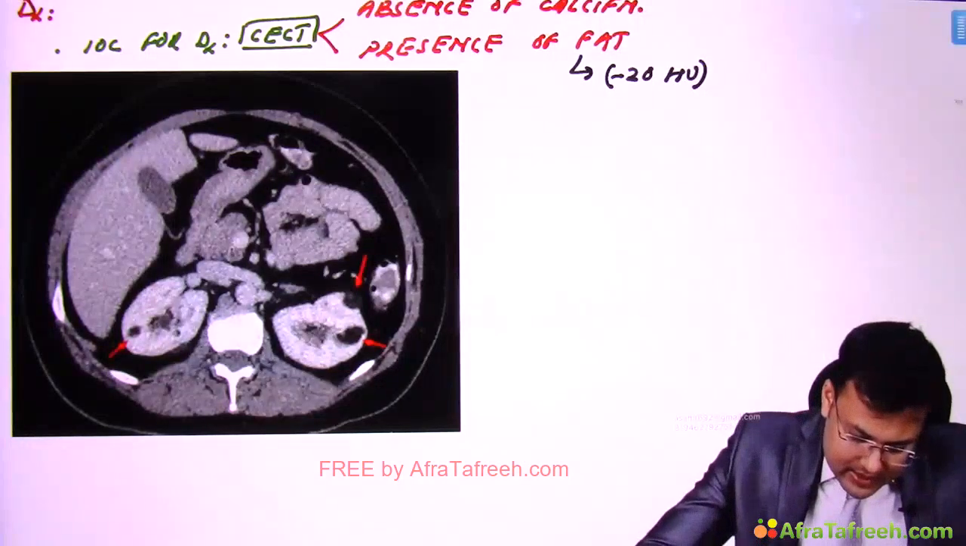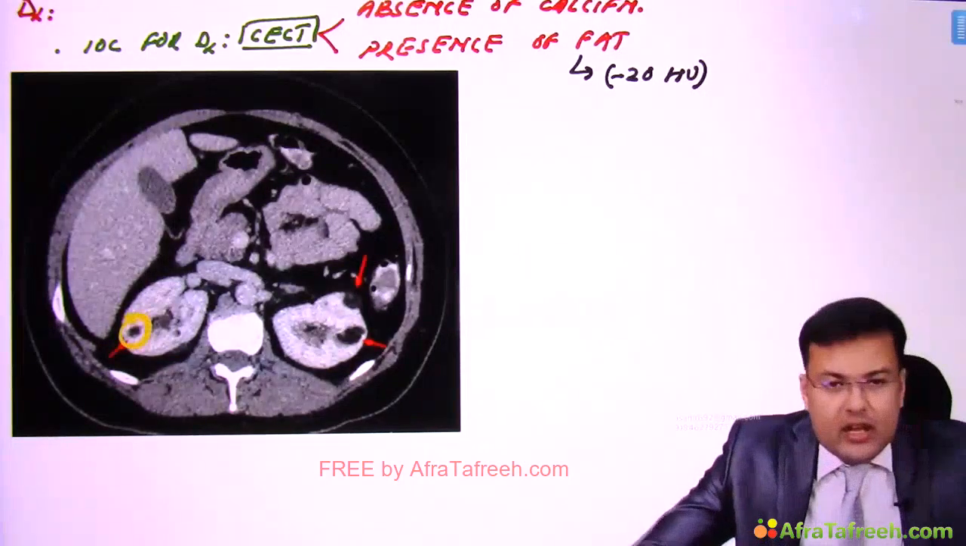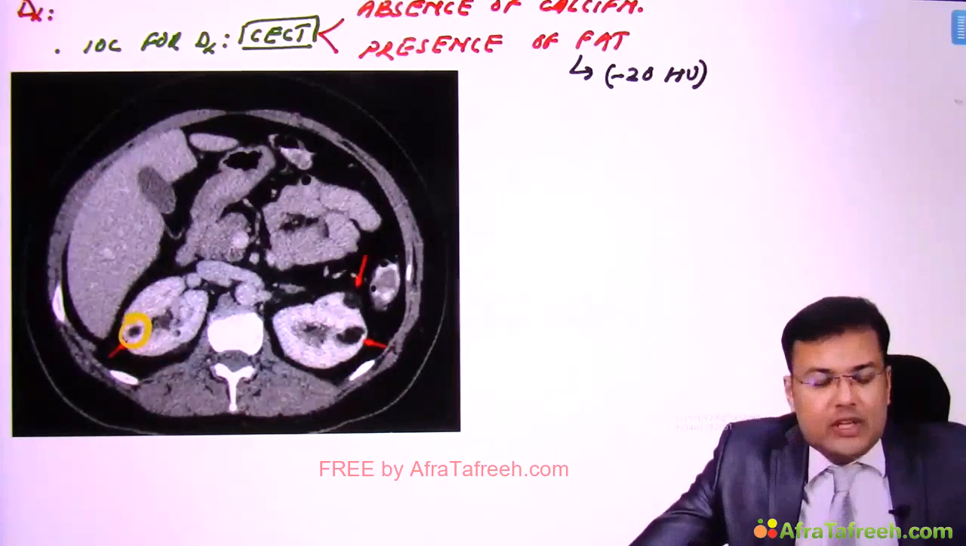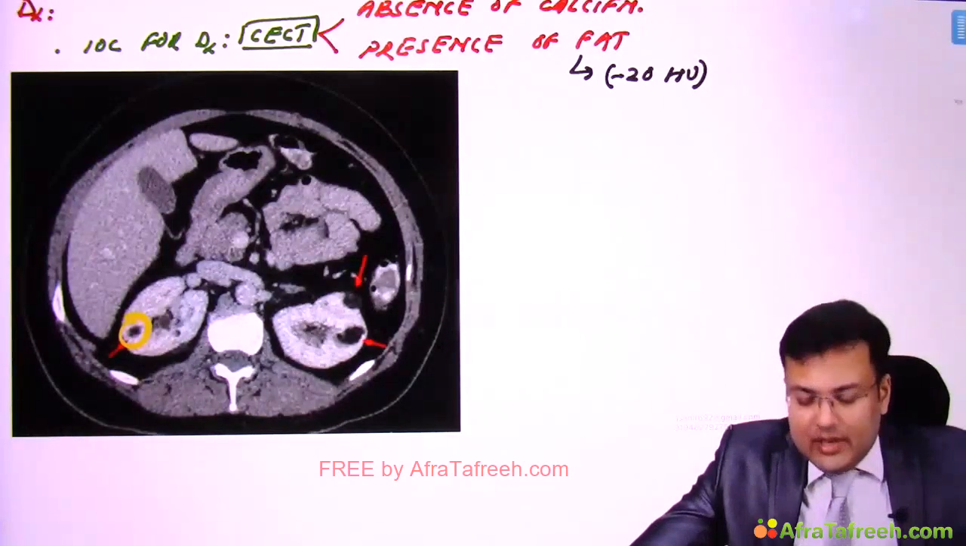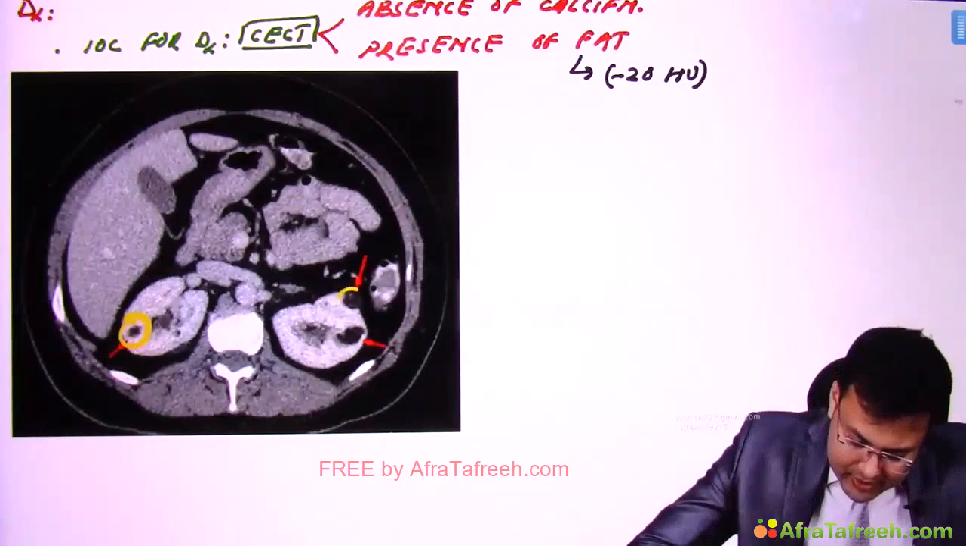Can you see the margins? It is having regular and smooth margins, so it is looking like a benign tumor. And what is this tumor? This is angiomyolipoma. So this was the image based question. Clear? So here you can see angiomyolipoma.